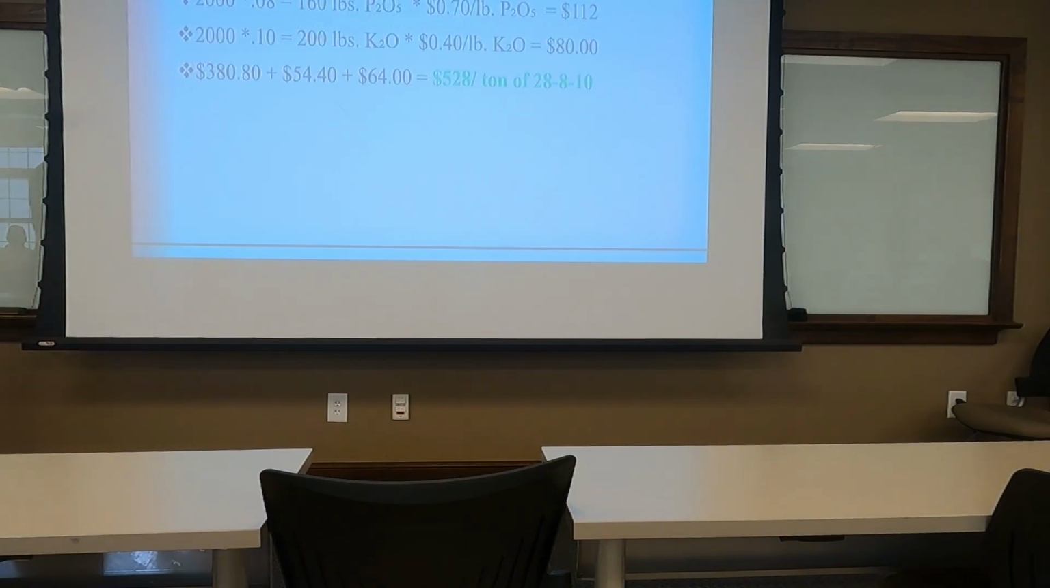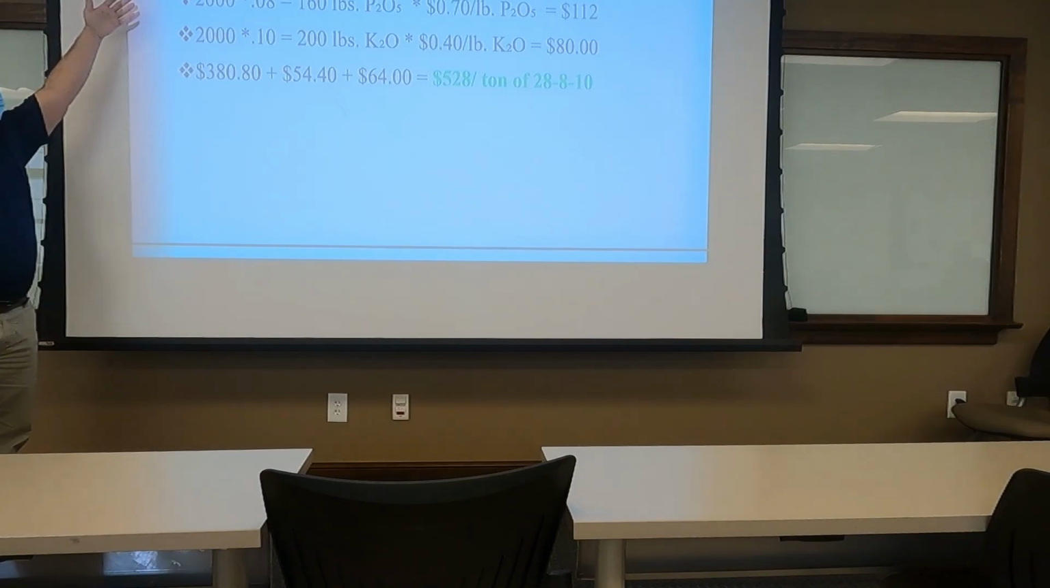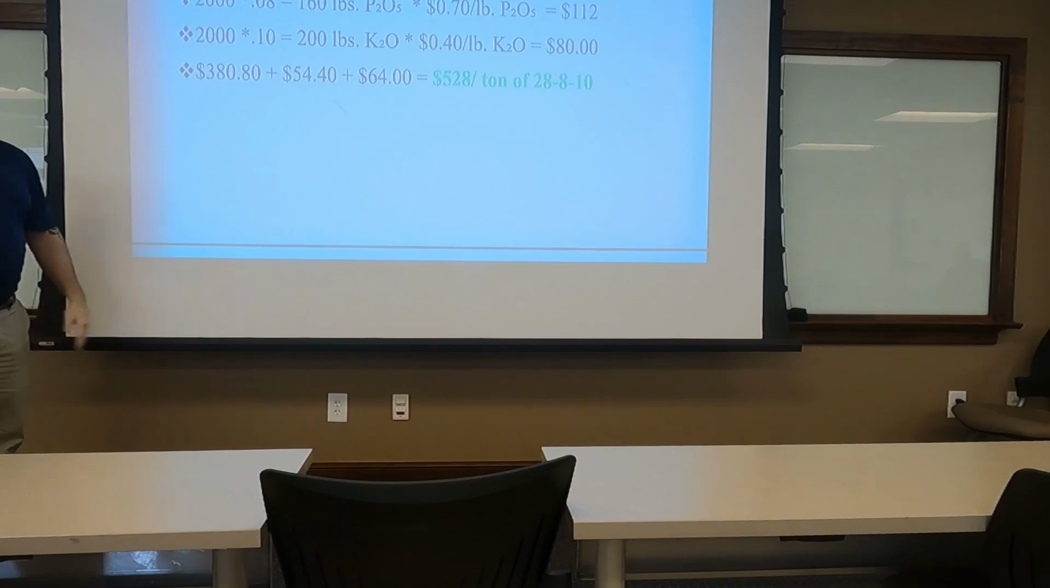So now that we know what the cost of our fertilizer is per pound of nutrient, we can start to develop how much this is actually going to cost us per ton. Then when we know how many tons we need per acre or per field, we can start to develop a budget, and then we know whether or not we're wasting our money, where a lot of our money is going, and how we can be better at that. Everyone understanding this part so far? Okay, good, because now we're actually going to apply it.